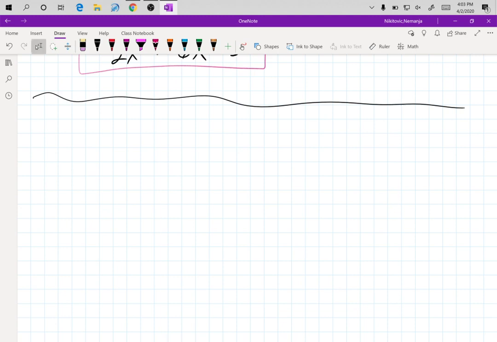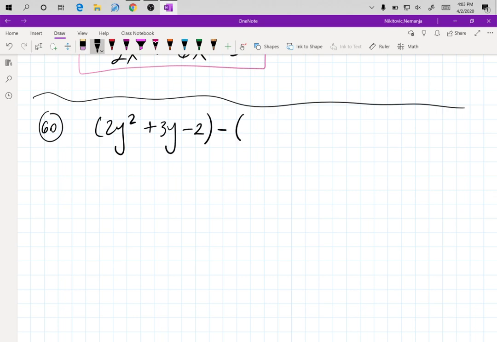They love y's. I think it's problem 60. 2y squared plus 3y minus 2, minus y squared minus 2. I mean, y squared minus y.